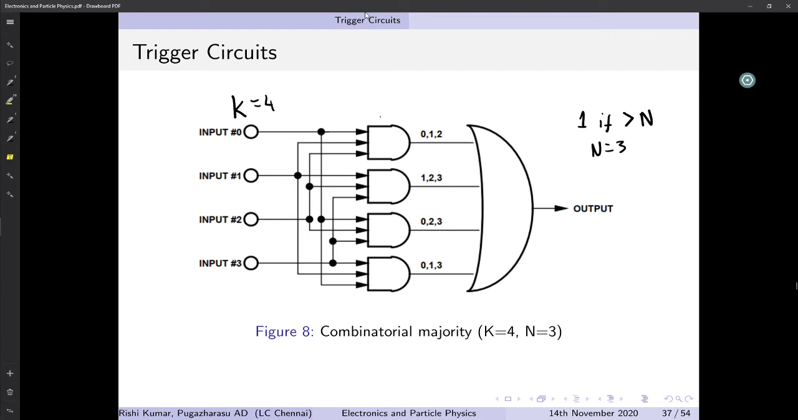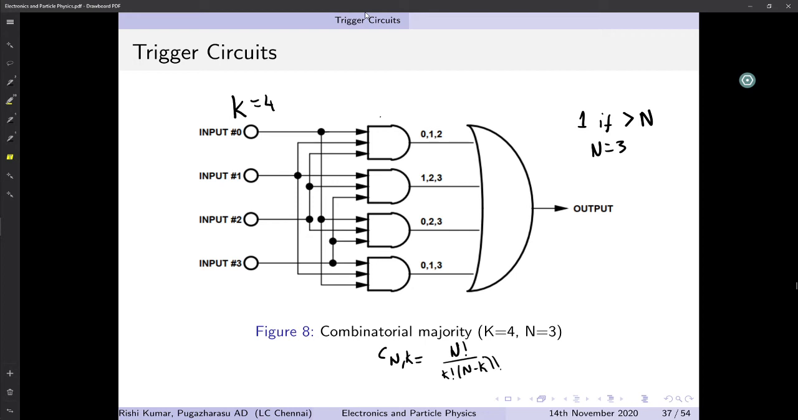And basically it means 4 AND ports and 1 OR port, but this is because k and n are small numbers. If you increase k and n, the number of AND ports increases as the combinations. And you can define this combinatorial majority combination C(n, k) as n factorial divided by k factorial times (n minus k) factorial. So it's basically nCk, I'm sorry, kCn, yeah, nCk at the end of it.